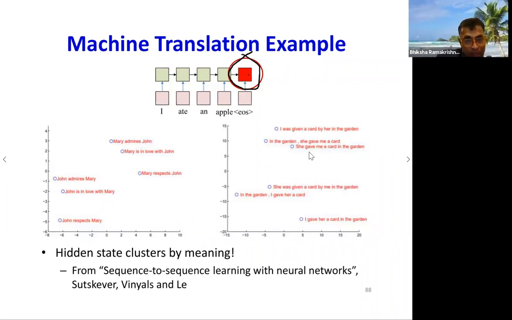And observe something over here. She gave me a card. I gave her a card. In the garden, she gave me a card. In the garden, I gave her a card. So even the arrangement over here is capturing the relative syntax. The grouping is going by semantics. So it's capturing both kinds of information somehow.